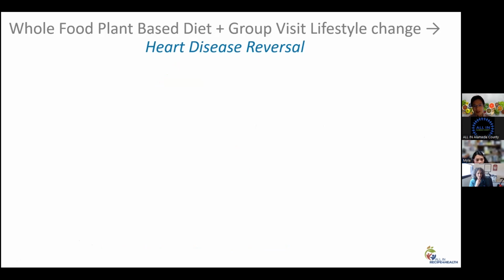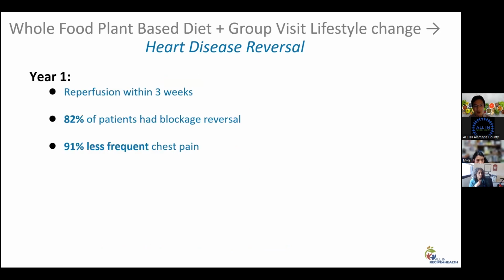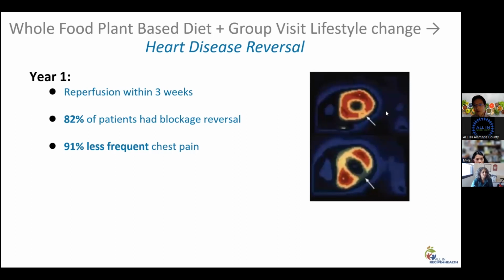Dr. Dean Ornish led a lot of this work maybe 15 years ago, and he combined the whole food plant-based diet with group visits, kind of like what we're doing. And he showed heart disease reversal. In year one, he's had 2 studies. These are small numbers, but they're powerful because they're fairly deep studies. Within 3 weeks, there's reperfusion of the coronary arteries for patients who are on whole food plant-based getting group support. 82% of the patients had blockage reversal. And then over 1 year, 91% less frequent chest pain.